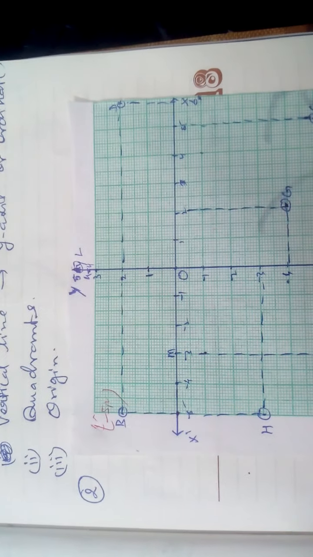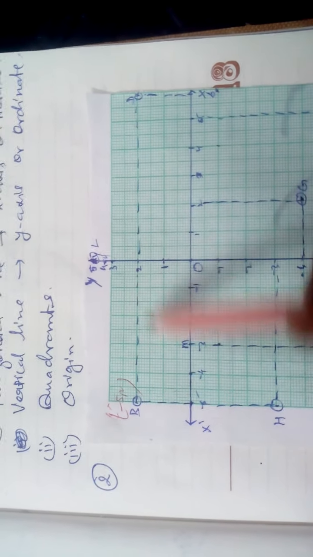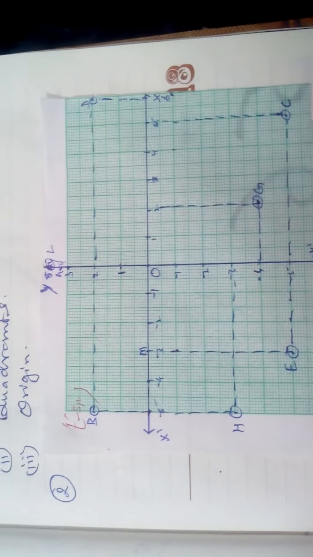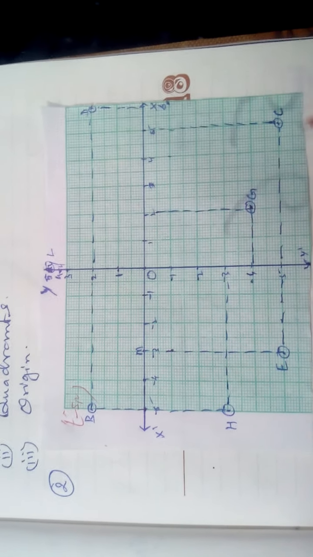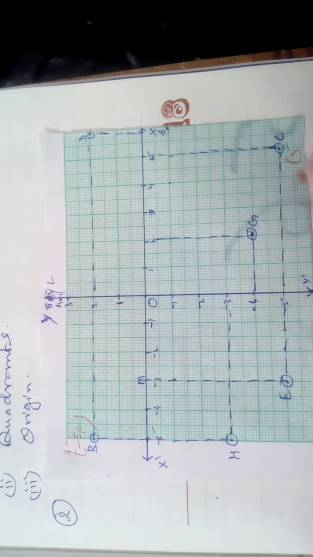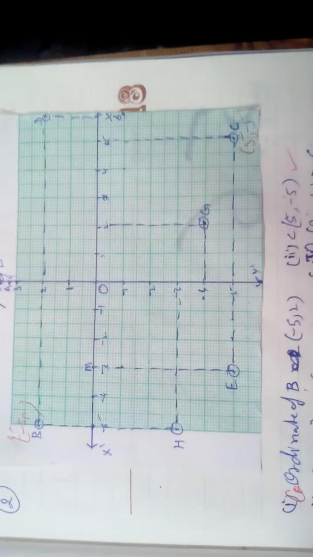But here the question is, find the coordinate of B. Coordinate of B means x comma y. Y is 2, x is minus 5, so minus 5 comma 2. Coordinate of C. Where is the C? C is given here. So x you read first, 5, and then y is minus 5. So it is 5 comma minus 5.